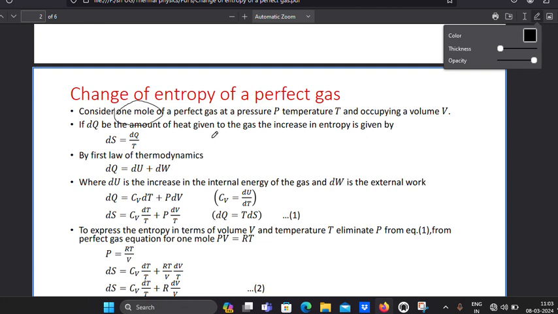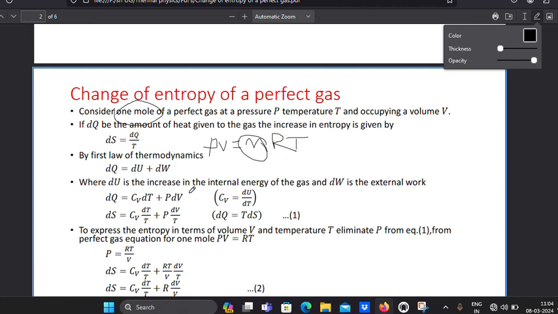The ideal gas equation is PV = nRT. But here I'm taking only 1 mole of gas, so the n value becomes 1. Then we write PV = RT.